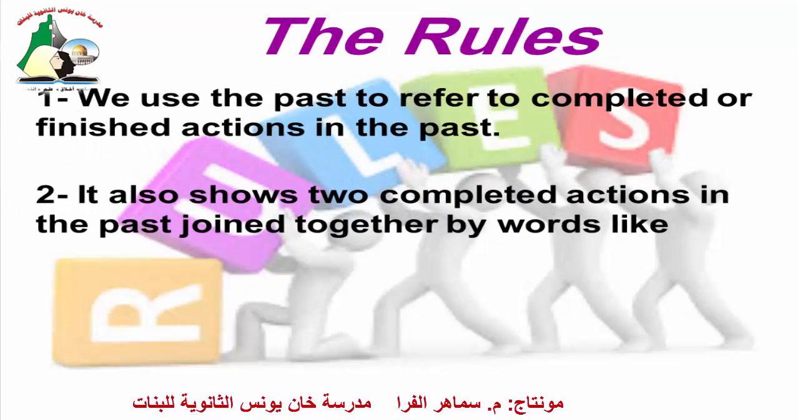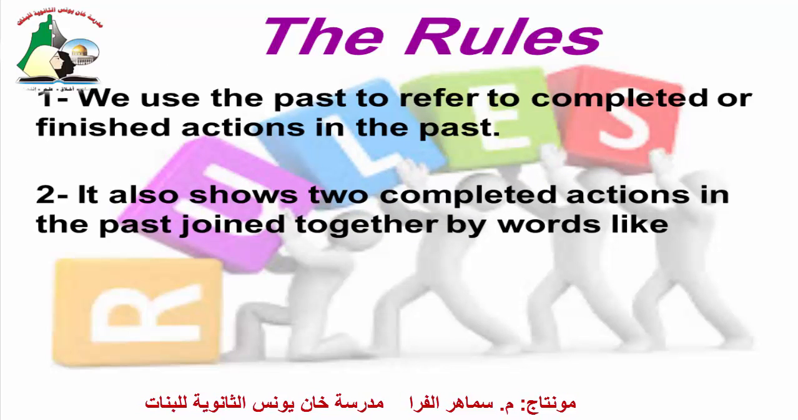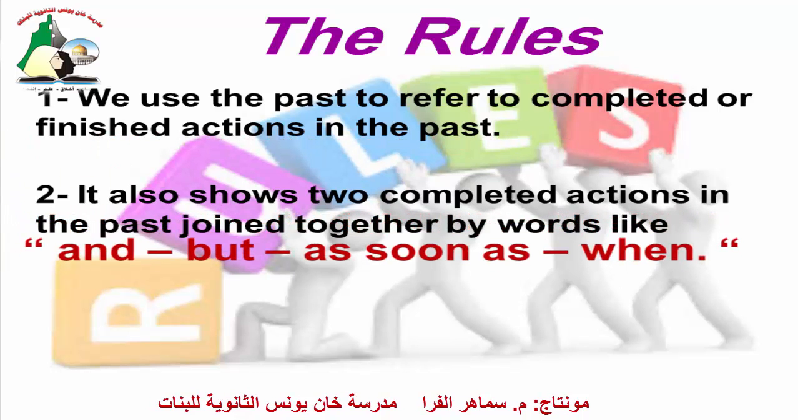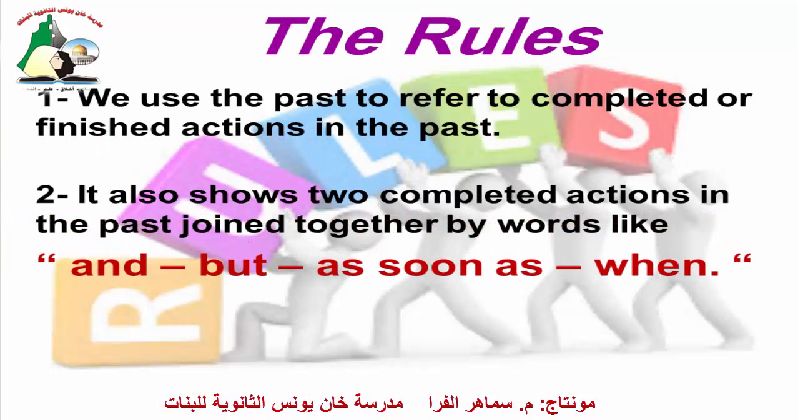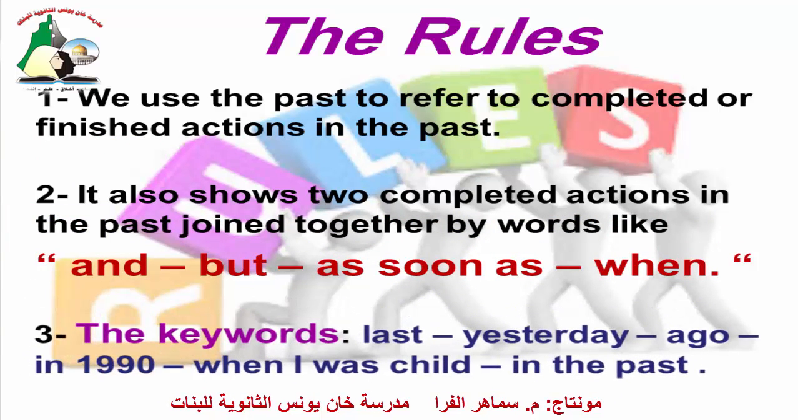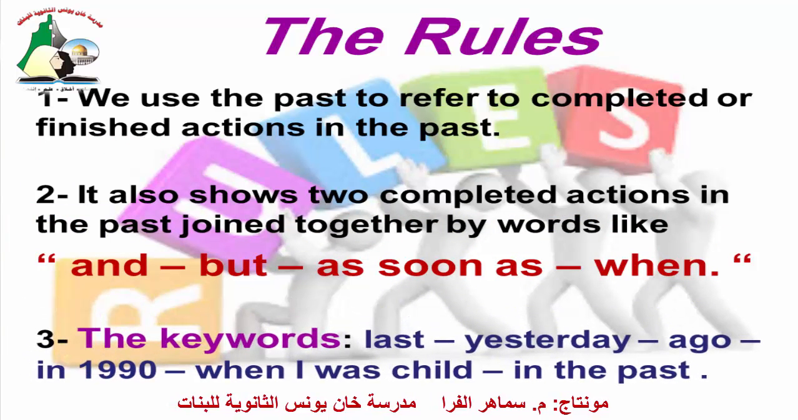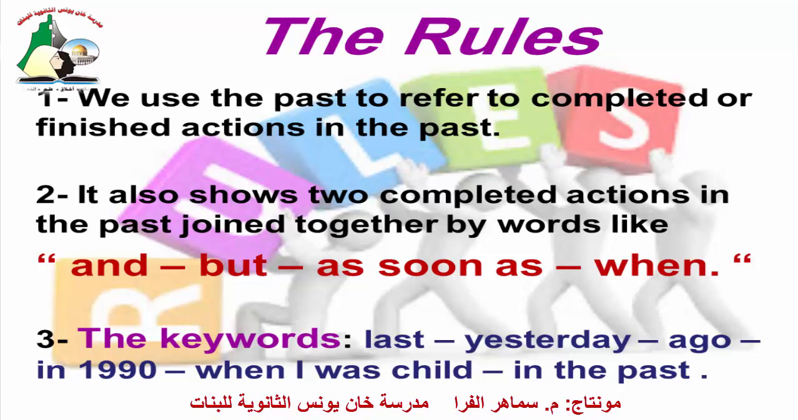Look at the second one. It also shows two completed actions in the past joined together by words like and, but, as soon as, when. Okay, now let us see. We can also use the past simple tense in sentences which are joined together with words like and, but, as soon as, when. And in this case we will have two past verbs in one sentence.